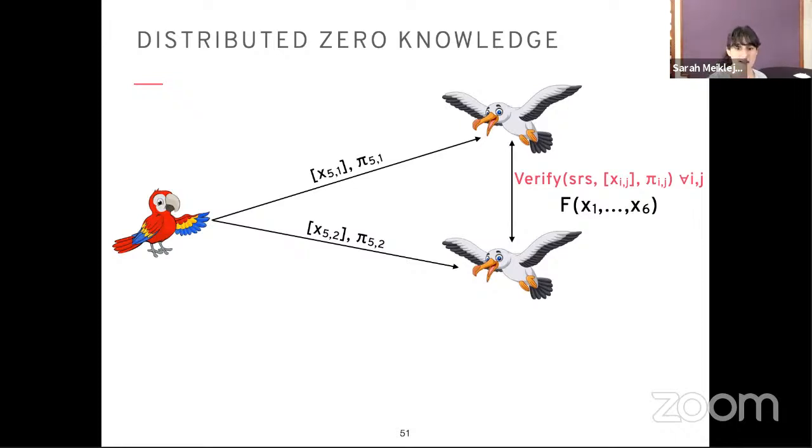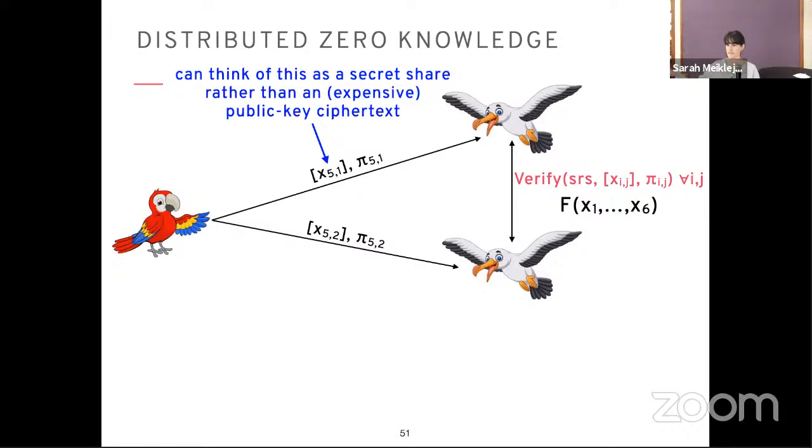But the idea is that by splitting these inputs across these aggregators, we can use much cheaper methods of hiding the prover's input than, say, public key encryption. In particular, we can think of each bit of information that the prover sends to each aggregator as just a secret share of their input, rather than some kind of encryption or other hidden piece of information about it. And secret sharing is really just much cheaper, basically.